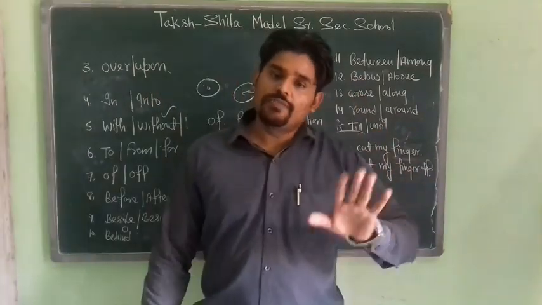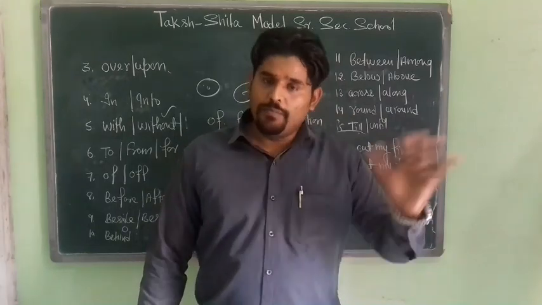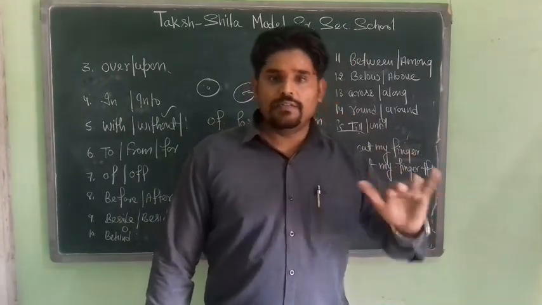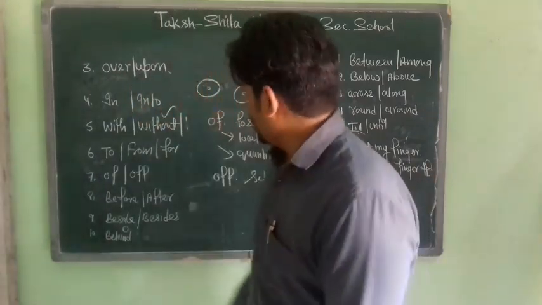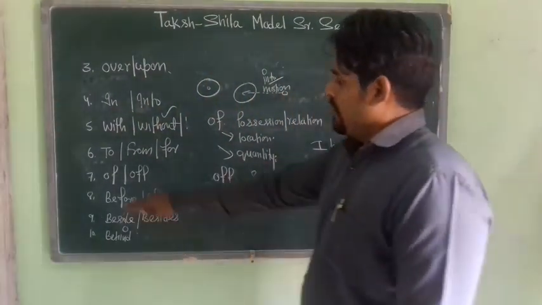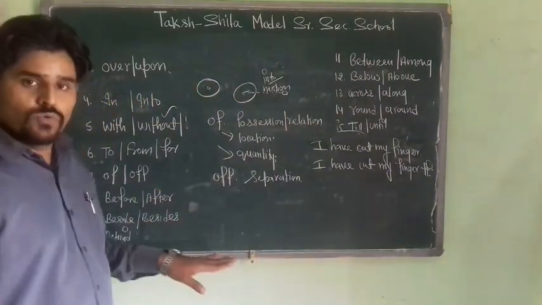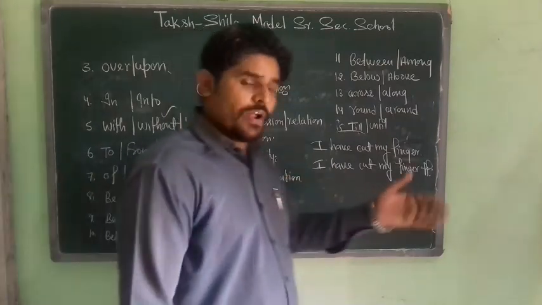There was a lady and she was having a stroll on the terrace and all of a sudden she jumped off the terrace, right? Jumped off means she separated herself from the terrace, right? So these are the 2 differences of of and off. Off is used for separation. Now we have the use of before and after, right? So before is used prior to a time, right?